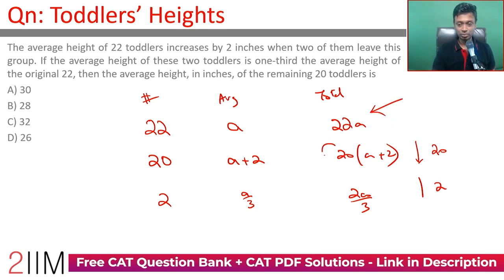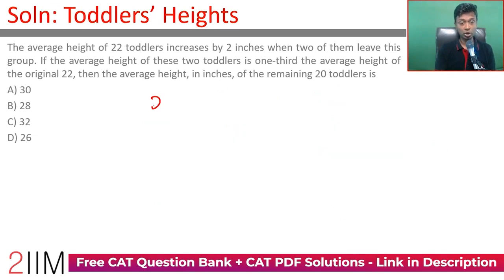So this plus the sum of these two should be this. We manipulate this, we should be able to find A. And we need to find the average height of the remaining 20 toddlers, or our answer is a+2. This framework is very useful. Number of entities into average is equal to total. And so I'm going to write this equation down.